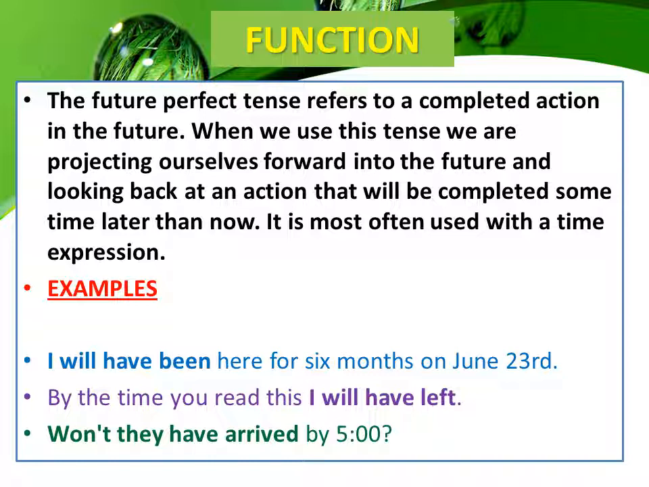Example here, I will have been here for 6 months on June 23rd. يعني دائما كنحددوا واحد التاريخ في المستقبل. By the time you read this, I will have left. Won't they have arrived by 5 o'clock? Okay, so these are just some examples.